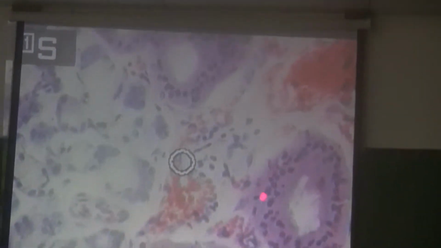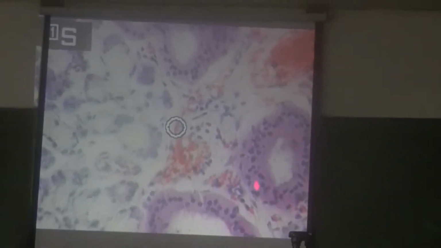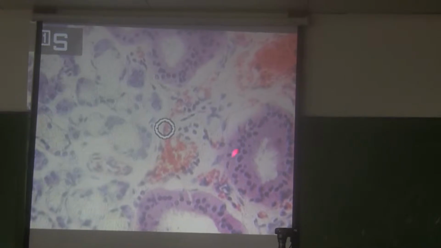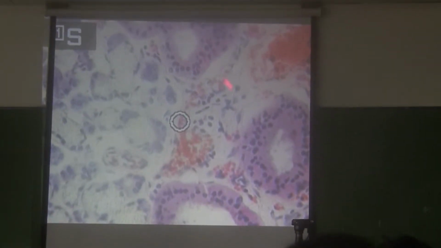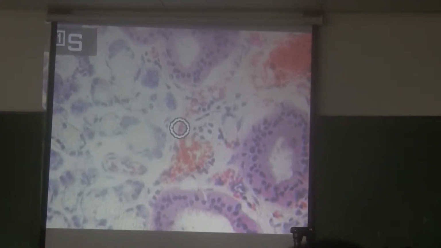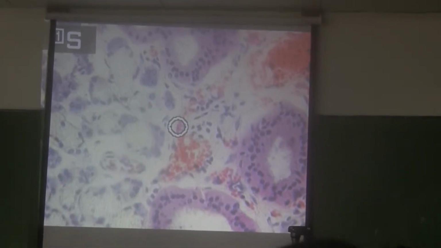So the duct appears different from an acini. This is a blood vessel. That is a blood vessel. These are your ducts. So the smallest of these ducts lined by simple squamous epithelium are your intercalated ducts.